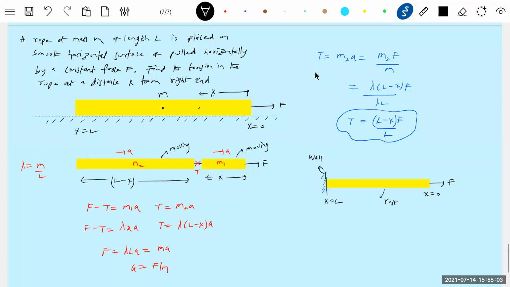Please understand the question. I took a rope and connected one end of the rope to the wall. The other end I'm pulling by a force F, on a ground or horizontal surface. The tension will be the same at all points. If you choose points A, B, C.